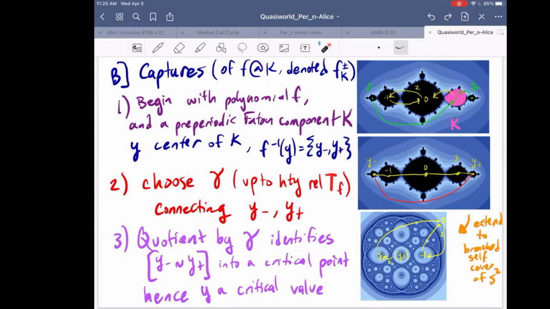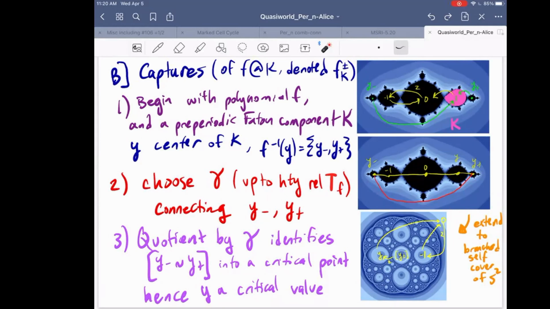And the capture procedure is that we look at its 2 inverse images. There's a y plus that maps onto 1, and there's a y minus that also maps onto 1 over here. So we'll look at the inverse image and label it y minus and y plus. And then we'll choose a gamma, a path that matters up to homotopy relative to the Hubbard tree, which is right here. So this is actually homotopic to this over here because we don't care about infinity. So we choose a path gamma that connects y minus and y plus, and then we're going to get an invariant graph when we quotient out by gamma.